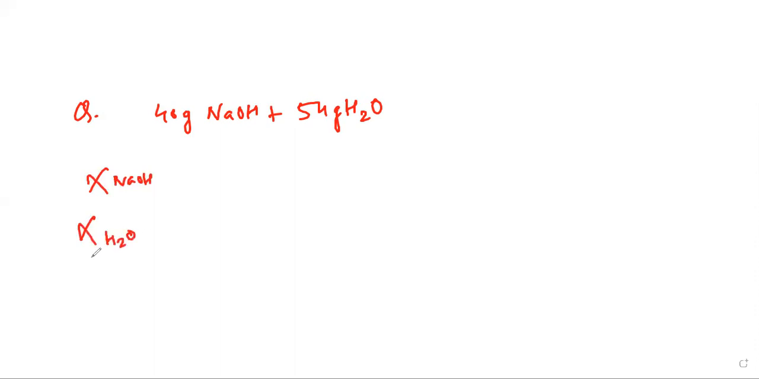Ma'am, 1/4 and 3/4. So mole fraction means, have you calculated number of moles? Yes, ma'am. Moles of NaOH is 1, moles of H2O is 3. So this is 1 upon 1 plus 3 and this is 3 upon 1 plus 3. 0.25 and this is 0.75.